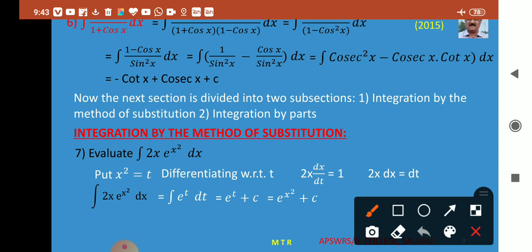So here you observe two functions, 2x and x square. Are you observing any relation between these two functions? Yes, the derivative of x square is 2x. So like that we select two functions such that one is the derivative of the second function. Here 2x is the derivative of x square.